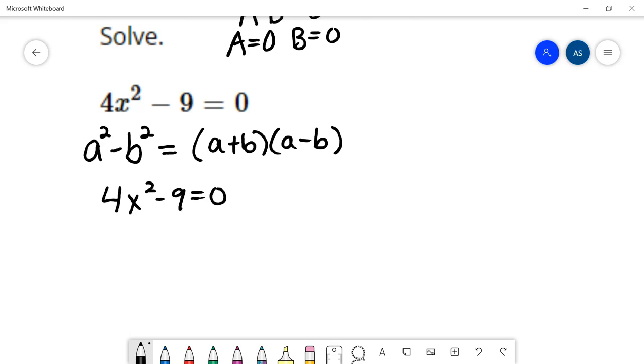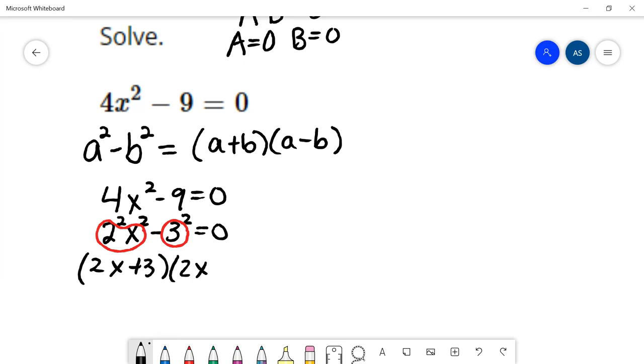I want to fit the pattern first. So I want to write everything as perfect squares. So it's going to be 2 squared x squared minus 3 squared equals 0. This helps me see that my a is 2x and my b is 3. So when I factor, it's going to factor to be 2x plus 3 times 2x minus 3 equals 0.